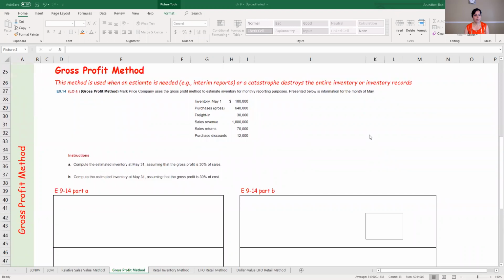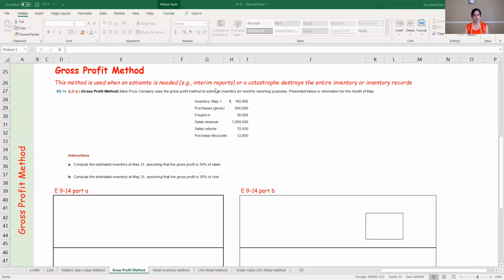So when would we use the gross profit method? When you need an estimate, such as for interim reports, it is acceptable to use the gross profit method, assuming that the gross profit ratio stays constant year after year.